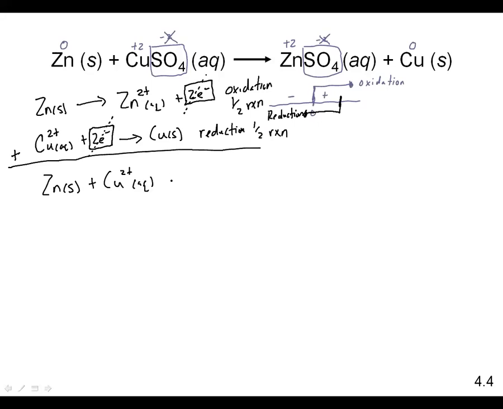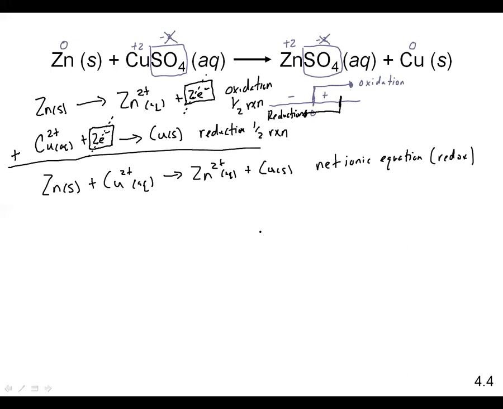The zinc with no charge plus the copper with a 2+ charge is going to form our zinc with a +2 charge and our copper with no charge in this case. This is what is sometimes referred to as a net ionic equation of what is happening for this redox reaction.